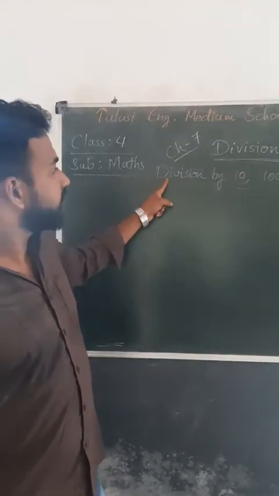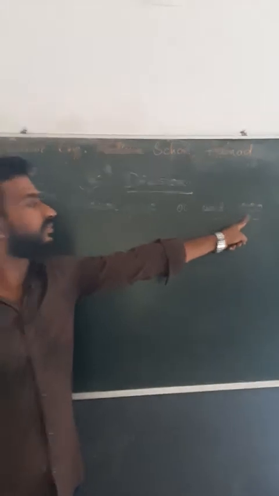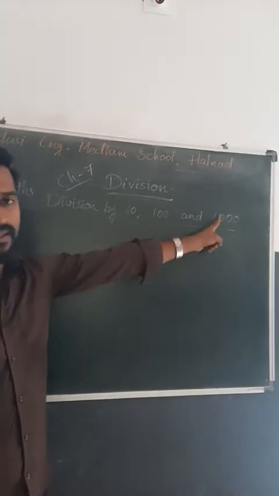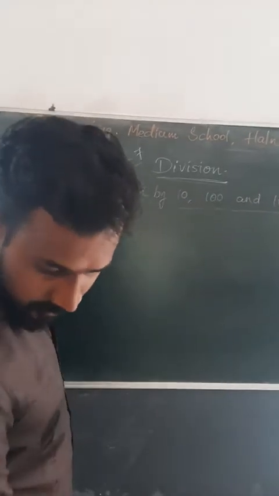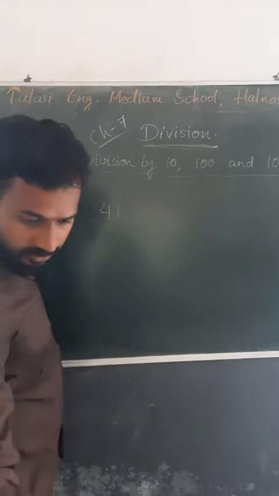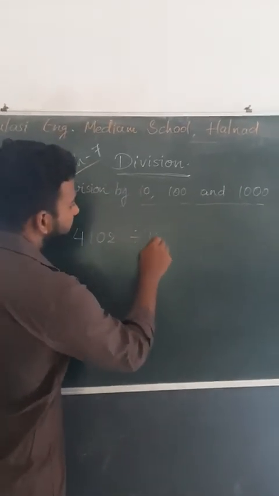Now we will learn division by 10, 100 and 1000. Division of any number by 10, by 100, by 1000. Let me go for one example: 4102 divided by 10.